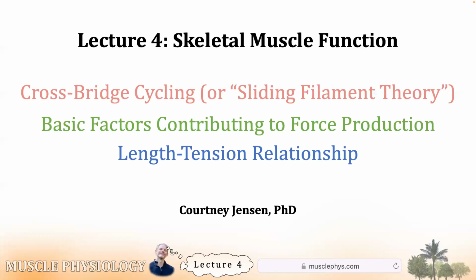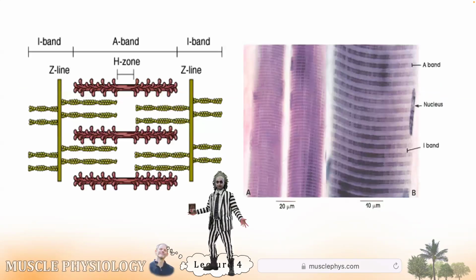This is lecture 4. In lecture 3, we talked about the structure of skeletal muscle and looked at a lot of the proteins inside of a sarcomere. In this lecture, we'll look at how the sarcomere is shortened, so how a muscle contracts. That's cross-bridge cycling or sliding filament theory. And then we'll look at the various basic factors that contribute to force production, and we'll go over how the length tension relationship works.